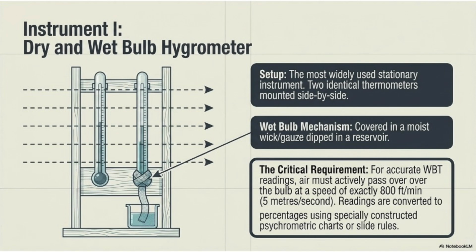This is the most widely used stationary instrument, consisting of two identical thermometers mounted side by side. The wet bulb mechanism is covered in a moist wick or gauze, which is dipped into a small reservoir. The critical requirement for accurate wet bulb readings is that air must actively pass over the bulb at a speed of exactly 800 feet per minute or 5 meters per second, and the readings are then converted to percentages using specially constructed psychrometric charts or slide rules.